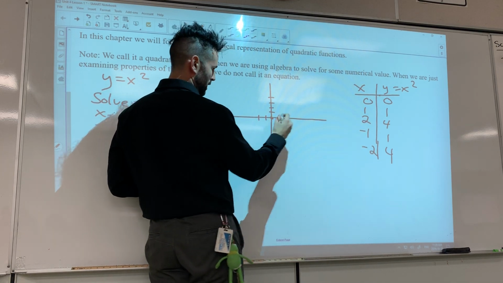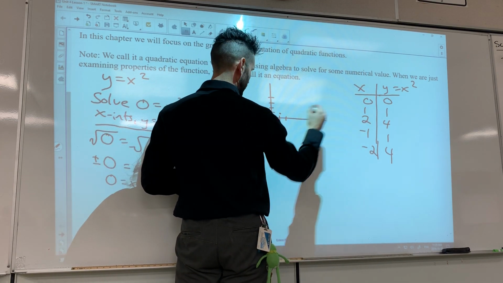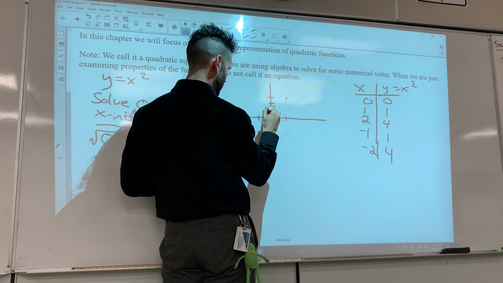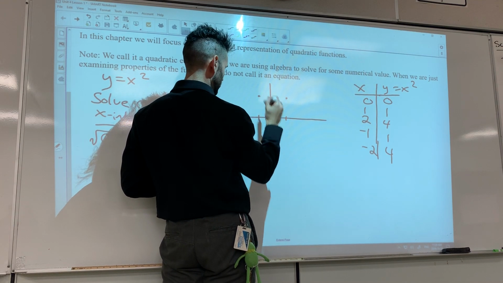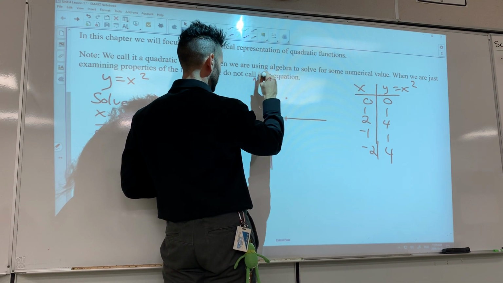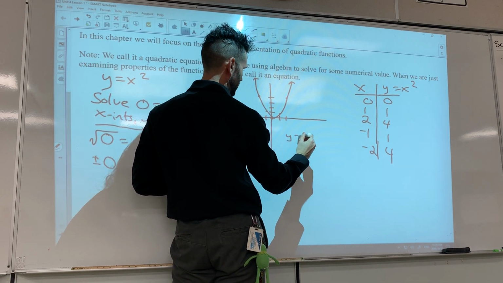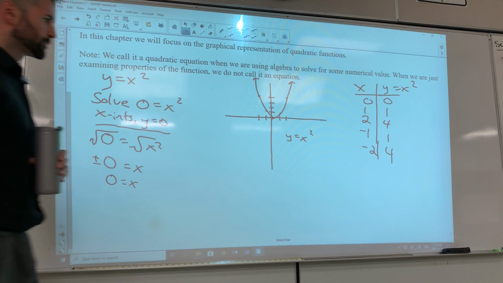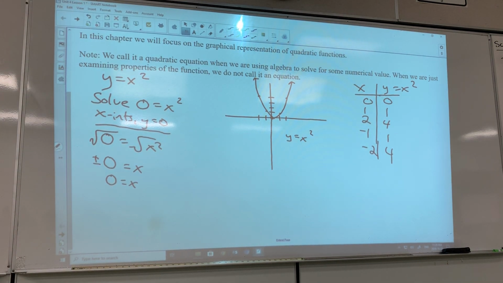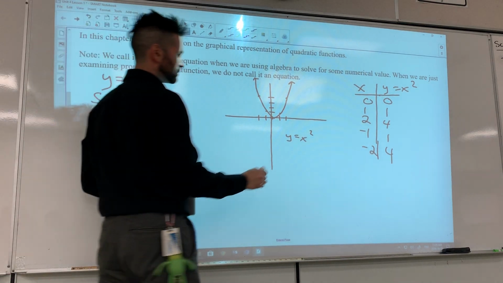There it is. So we got the point (1, 1), and we got the point (2, 4), so we're up there. We got the point (-1, 1), we got the point (-2, 4), and it kind of curves off like this. So this is the graph of y equals x squared. Does it look fairly symmetrical? Yeah, it does. A couple of things to notice.